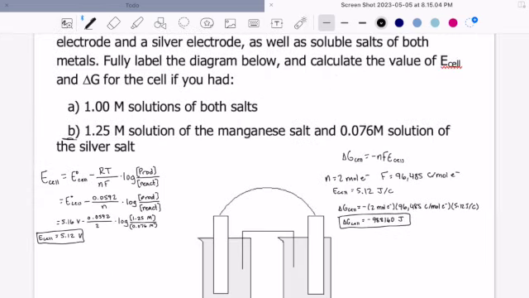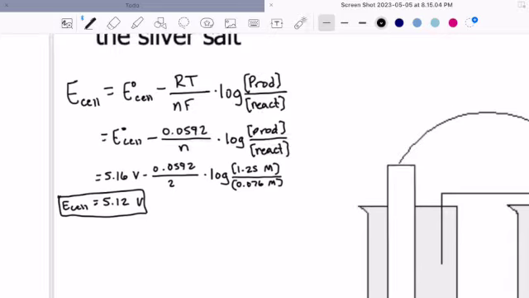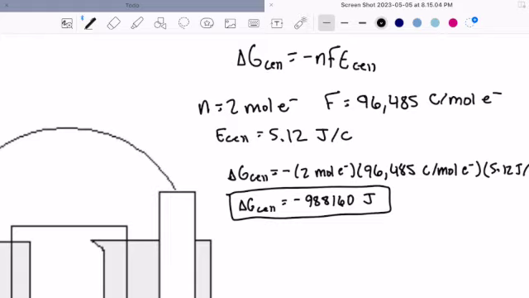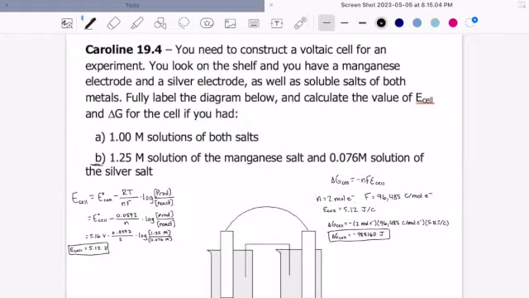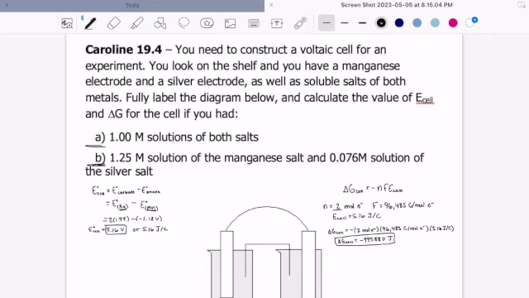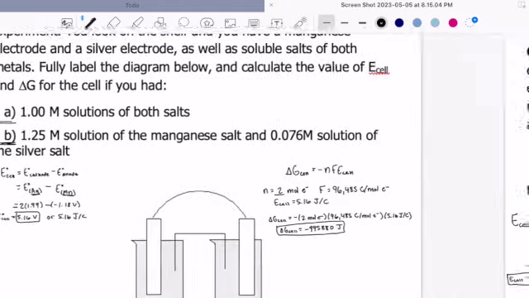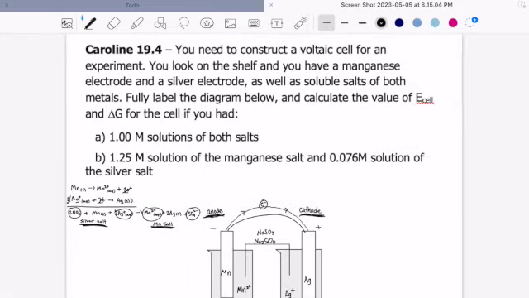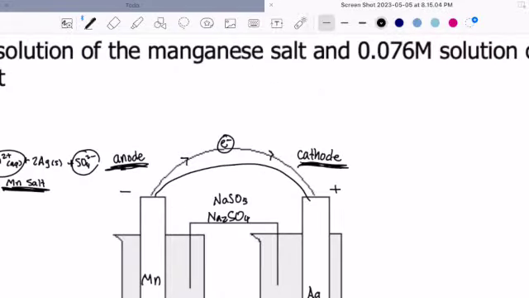So a little recap of the entire problem. This is part B, where we found the E cell and delta G of both the manganese salt and silver salt when they have different molar solutions. So the E cell is 5.12 volts, and then the delta G is negative 988,160 joules. And then for part A, where we calculated the E cell and the delta G for the cell if both the salts had 1.00 molar solutions, the E cell was 5.16 volts, and then the delta G was negative 995,880. And then in the beginning when we labeled the diagram.